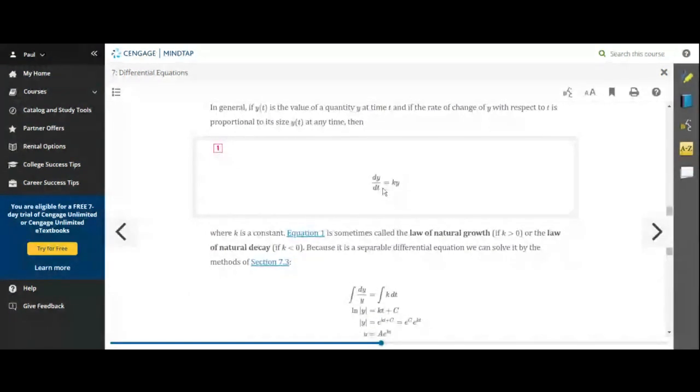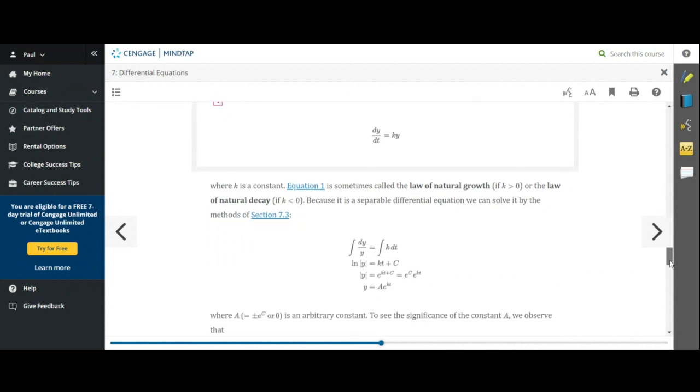Okay, so I want to just move down here. So this dy/dt equals ky, sometimes they call it the law of natural growth. I call it the law of exponential growth. But why would I do that? Well, look, dy/dt equals k times y is a separable differential equation.